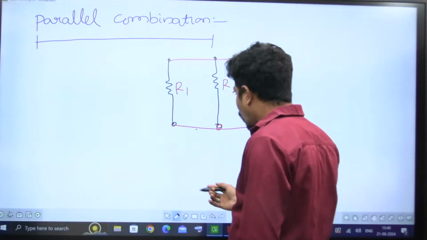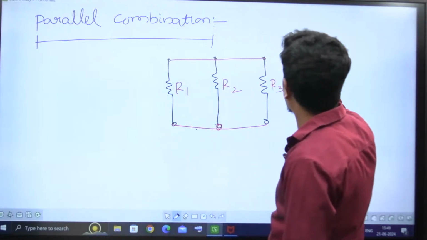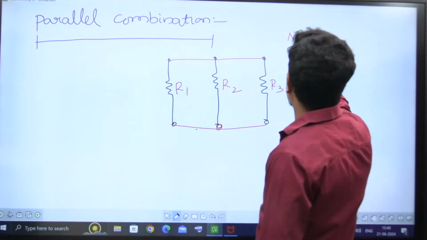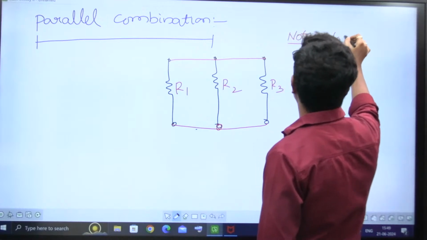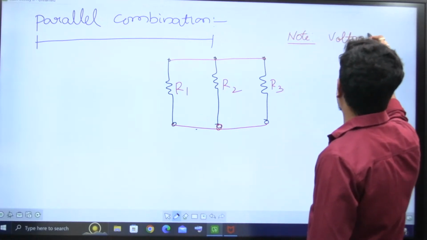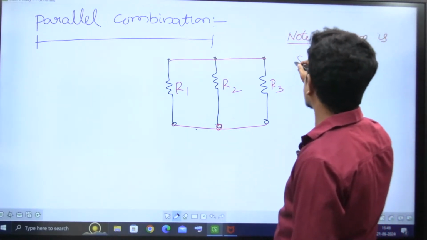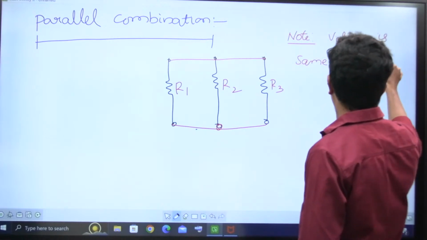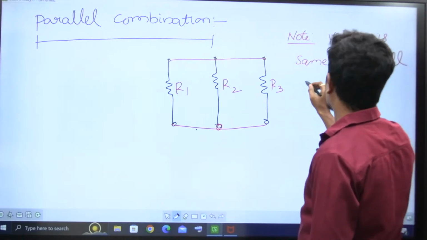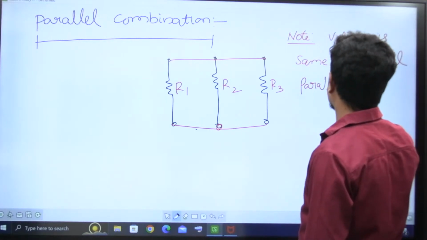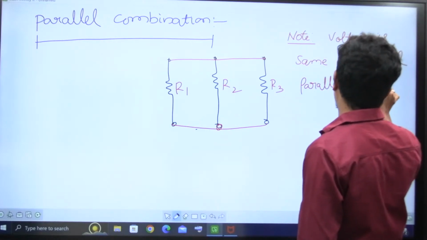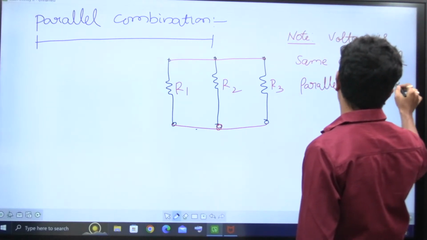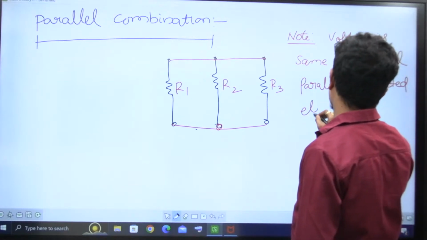Now one very good note point about parallel connection: voltage is the same across all parallel connected elements.